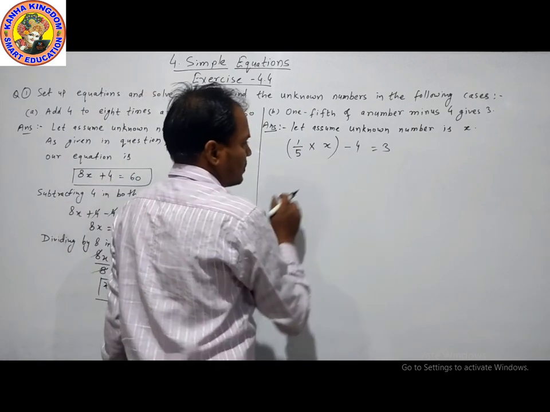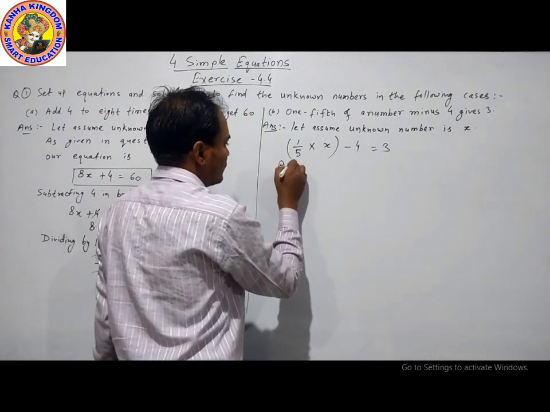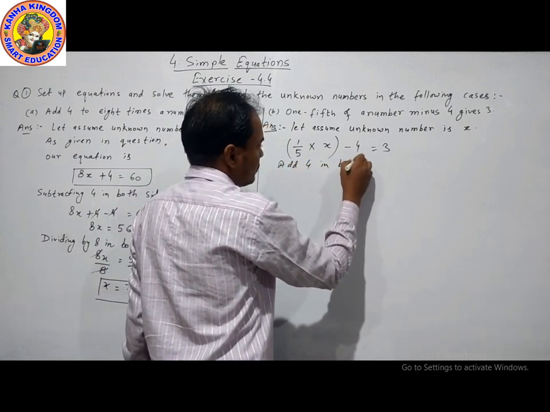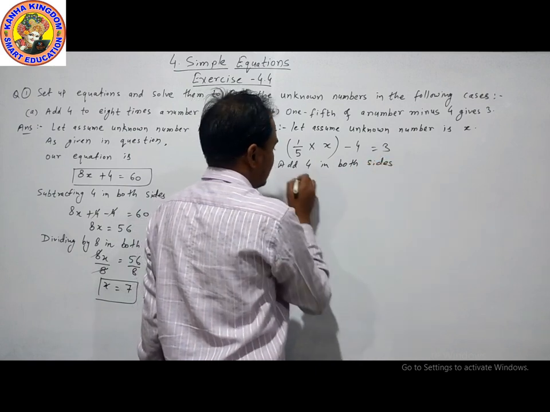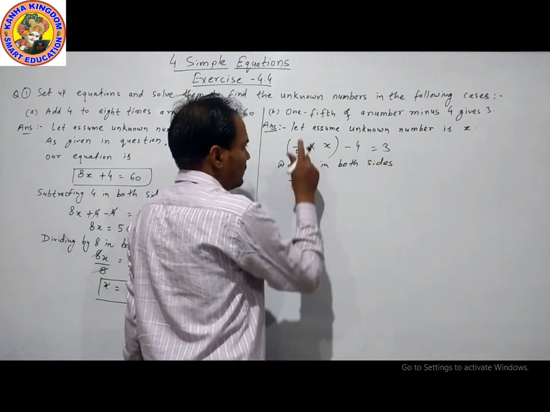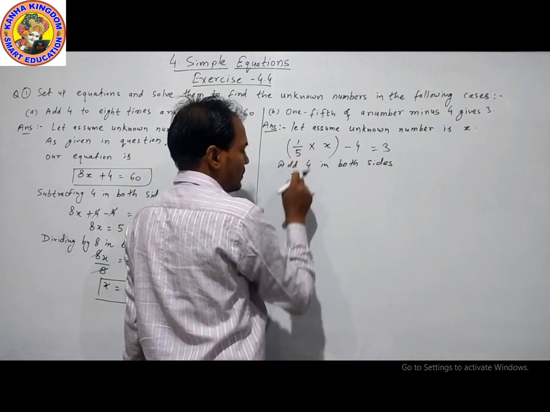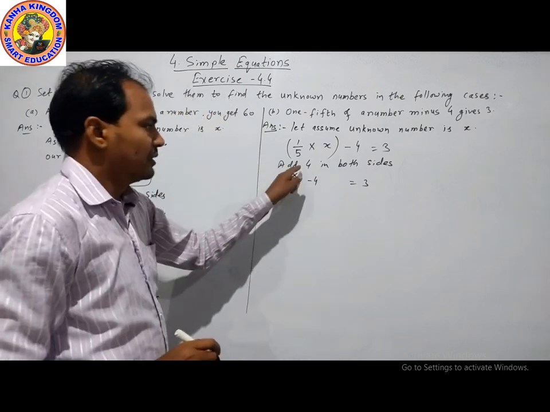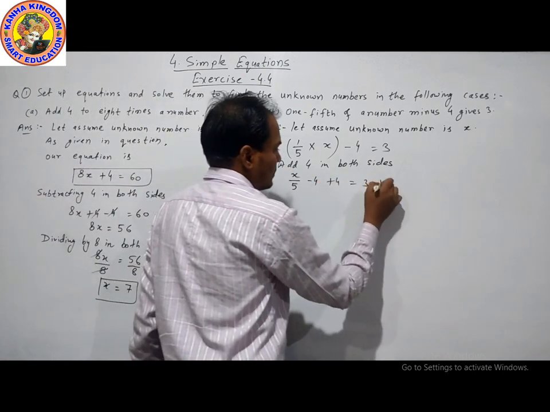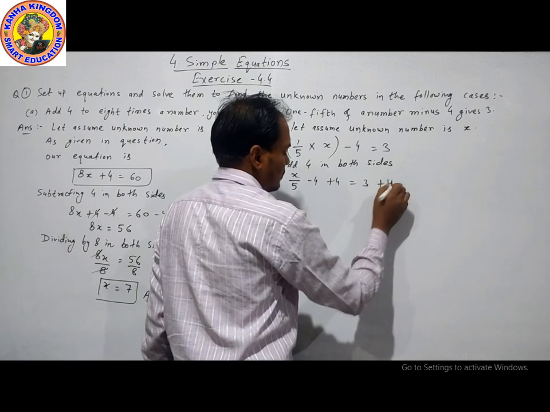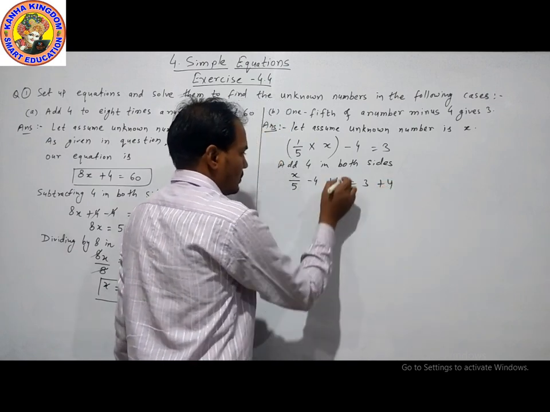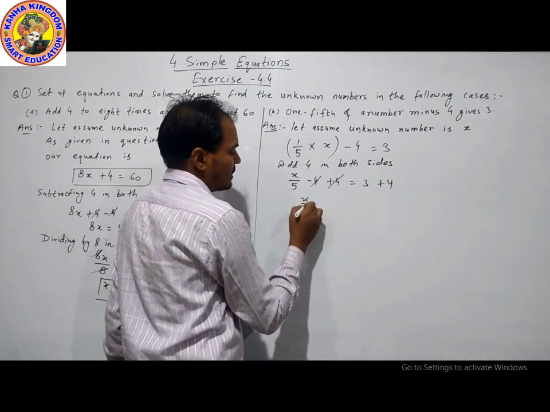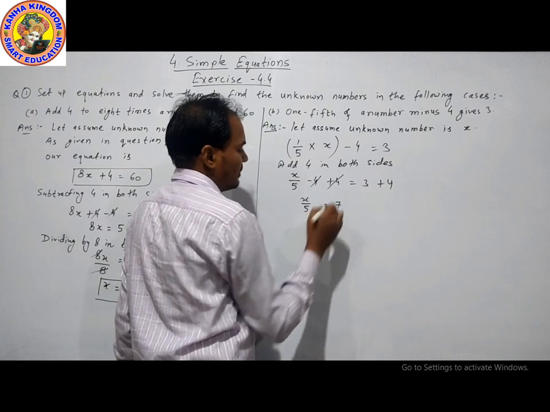First of all, here is minus 4, so we will add 4 on both sides. x upon 5 minus 4 is equal to 3. This is our equation. Now we will add 4. Plus 4 and minus 4 will cancel. The equation is x upon 5 is equal to 7.